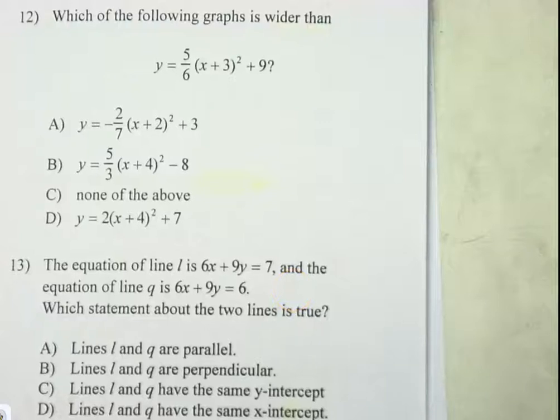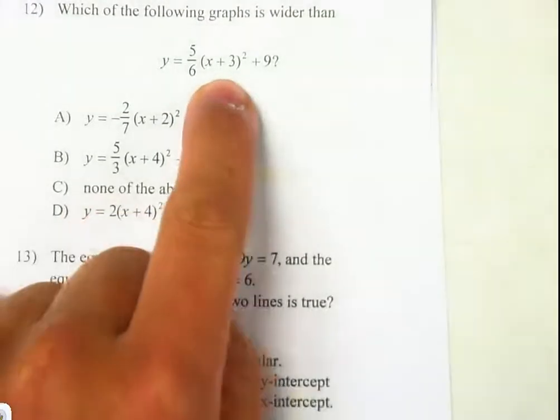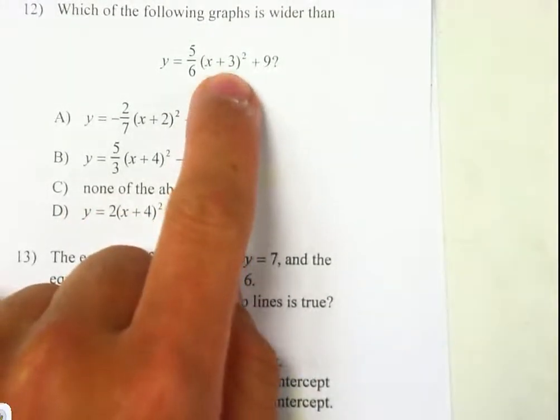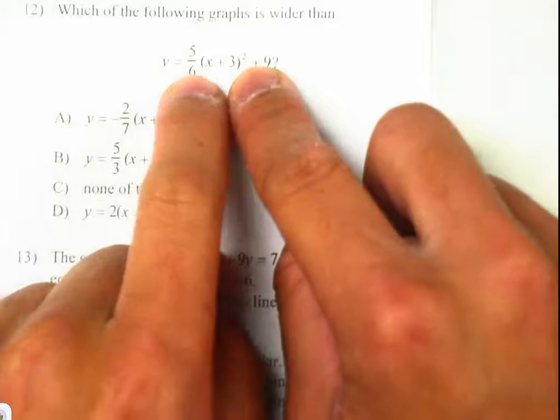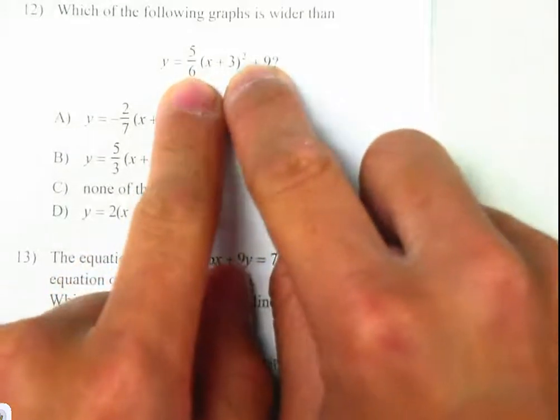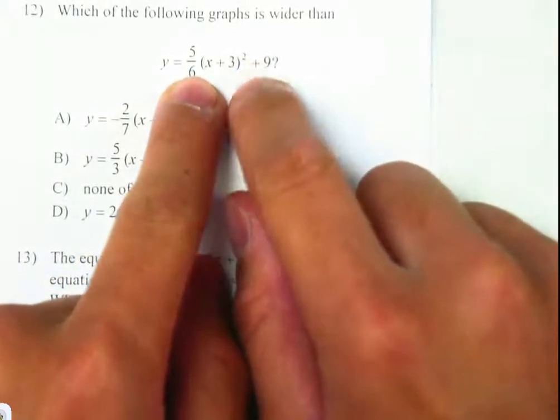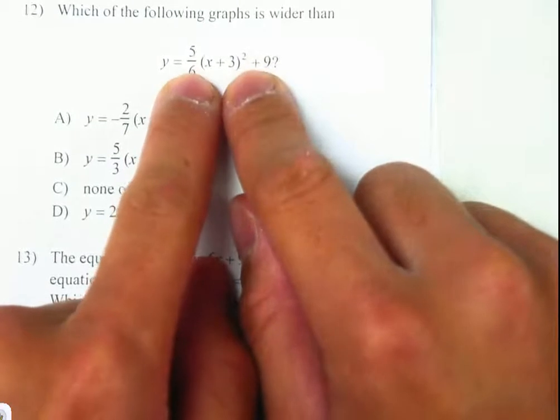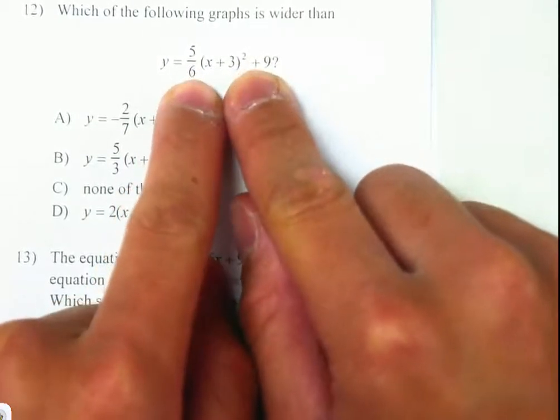For number 12, it says, which of the following graphs is wider? And now we notice it's not an absolute value anymore. It's a quadratic. We have a squared instead. And even though it makes a U shape, we're still going to use the V shapes just to help us see which one's narrower or wider.